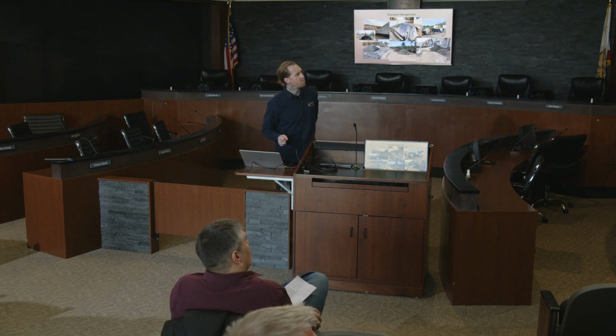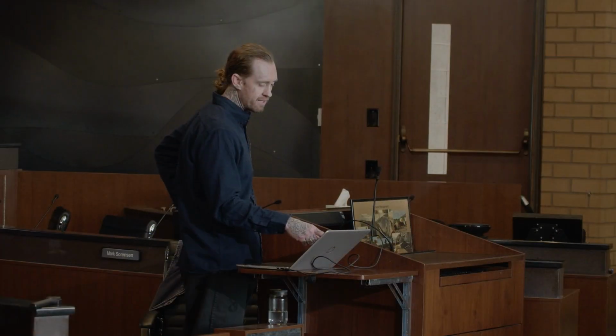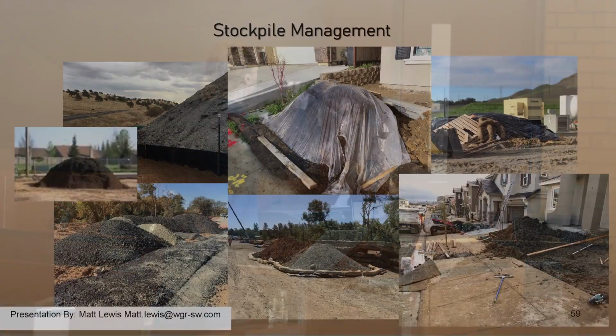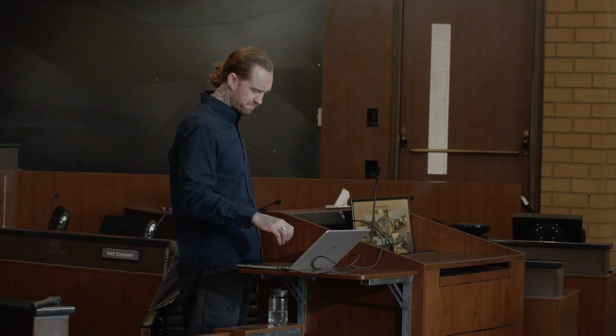So the center one, I guess, would be considered the best. I mean, they're trying, they sort of have it bermed. The stockpile isn't exactly covered. You can kind of see on the backside it's come uncovered. And then to the right is just, they throw a bunch of pallets on top of it and fiber roll. They're trying to do something.